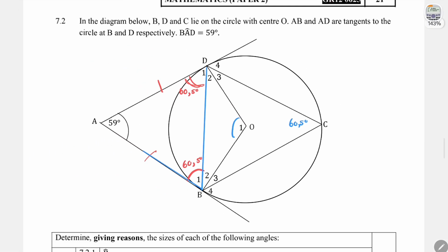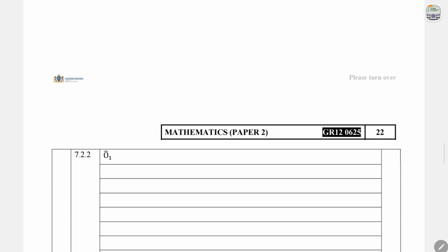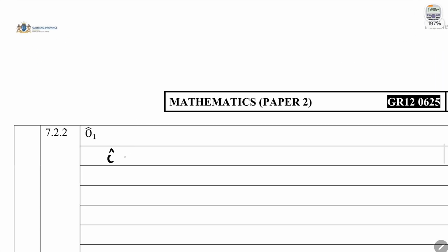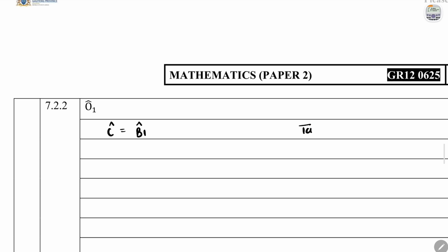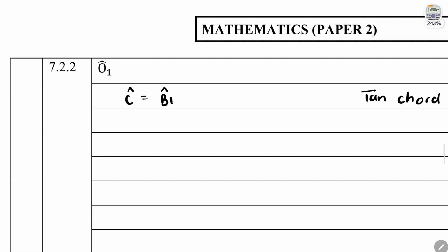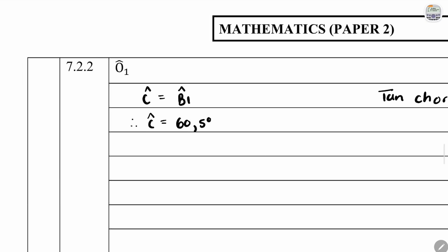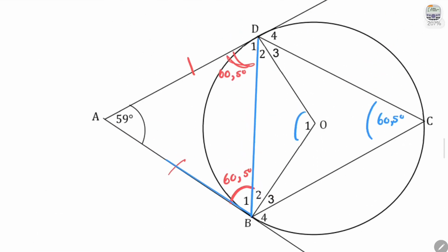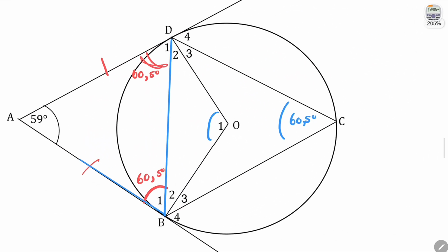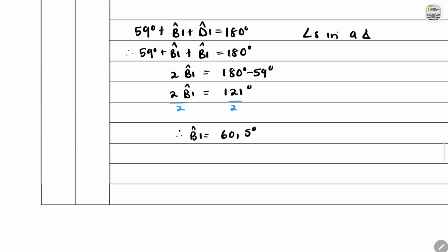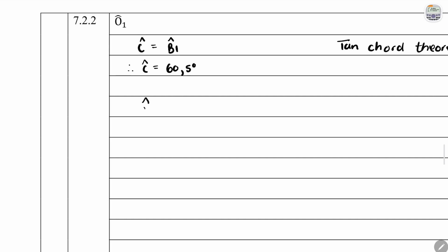So over here, this would also be 60.5 degrees. Okay, so let's go ahead and tell them that angle C is equal to angle B1. So angle C equals angle B1, and this is because of the tan chord theorem. So it means that angle C is also equal to 60.5 degrees. And now that we know angle C, we can go ahead and use that to find angle O1. So angle O1 is double the size of angle C. So it means that this is the larger one. So we can go ahead and say angle O1 is equal to twice the size of angle C.